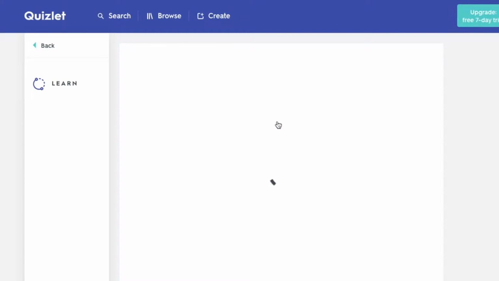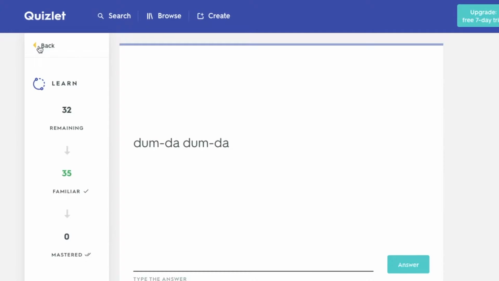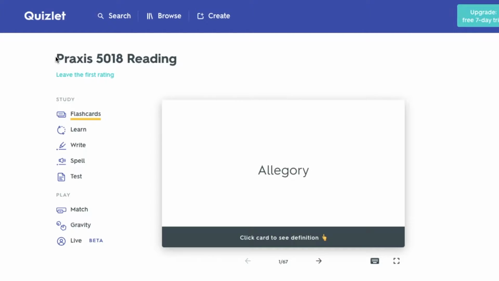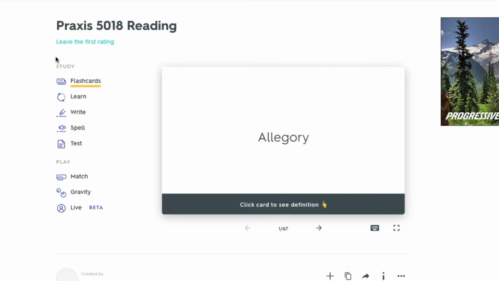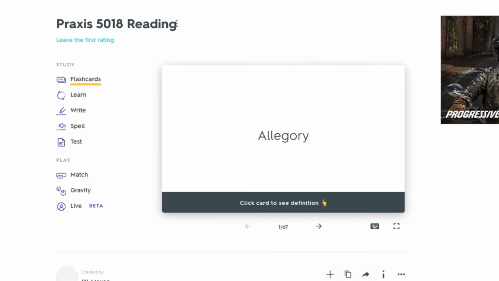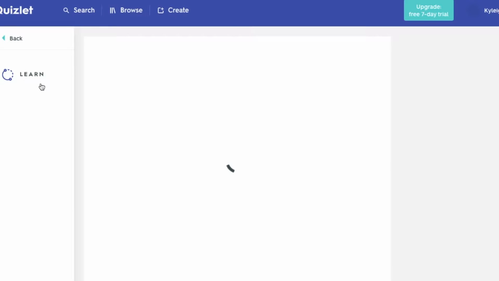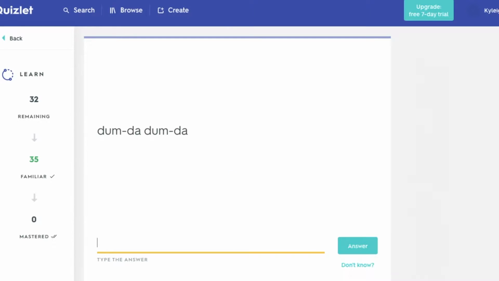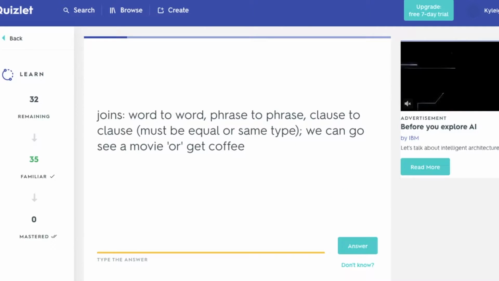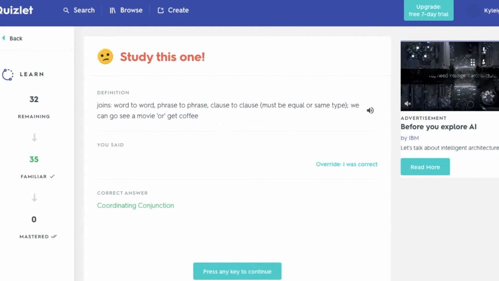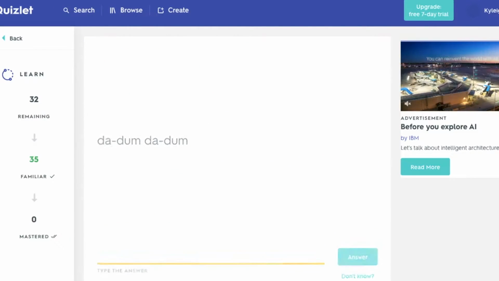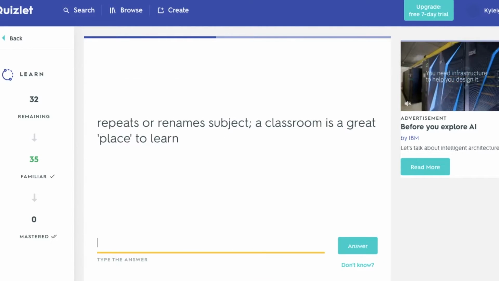And so I'm in Praxis 5018 reading right now, and they have flashcards. You can learn, write, spell, test, and then you can play games like Match, Gravity. And so there's different ways that you can study for each part. It's a really great resource, and you can test yourself on what you do know, what you don't know, and Quizlet does it all for you. So you can just put information in and it knows what you've mastered, what you haven't mastered, what's familiar to you, what you still need to learn, those types of things. And so it's a really good resource to use when studying for the Praxis.